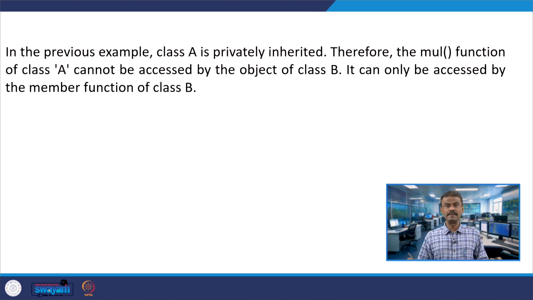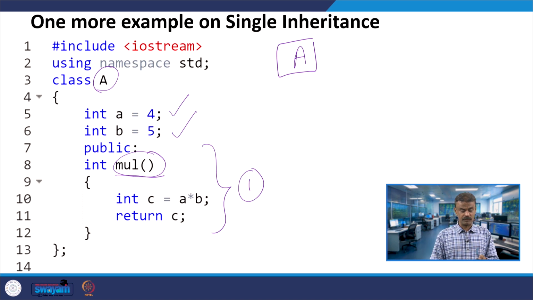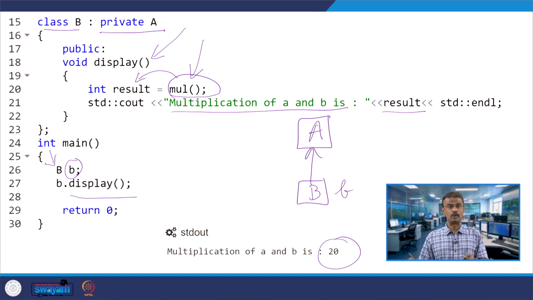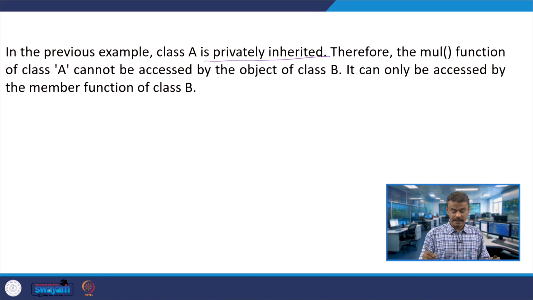Now in the previous example that we had seen, class A is privately inherited. When it is privately inherited, for example, A and B we cannot access. Suppose I put B dot result or something outside the main function, when you are trying to access it, it cannot be accessed.